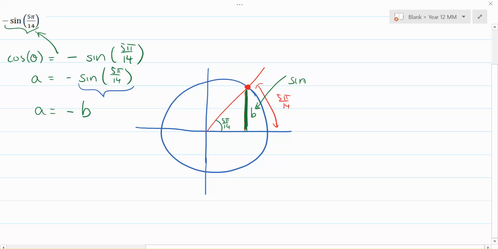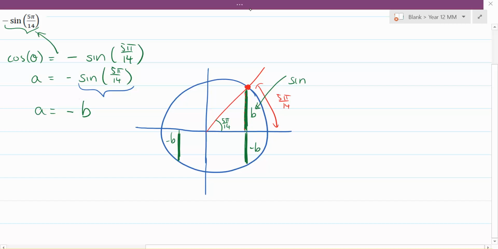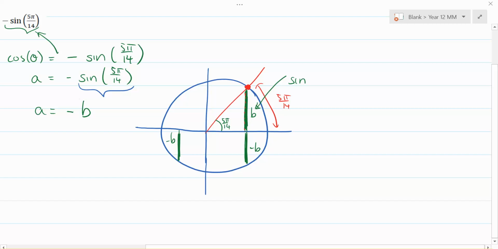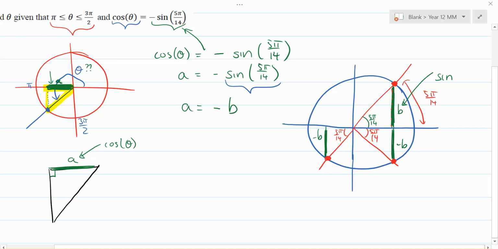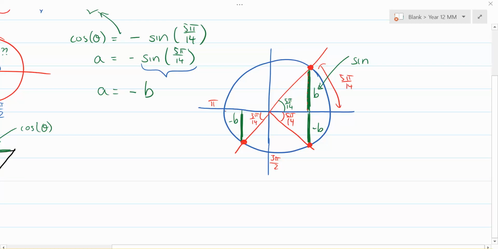Now, the only way to have negative B is that you can either have it down here, so this is negative B, or it could be over here where you have negative B. The only way to get negative B like that is you can either have this point where this angle is again 5 pi on 14, or you can have it over here where this is 5 pi on 14 as well. Now, out of those two regions, which one do I want? I want it between pi to 3 pi on 2, so I know it has to be in this region here. This is the region that I want.